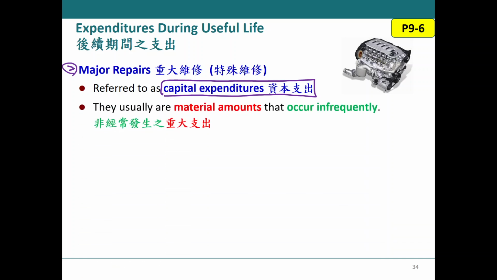We spend the money is big money, okay? Material amount. We spend the money is big money. When we spend the big money, usually they happen. It's not frequently, right? So occurred infrequently. It's not happen every day. Impossible.